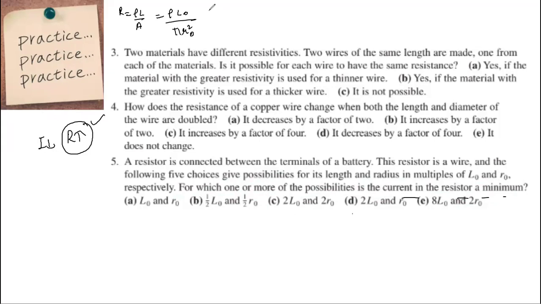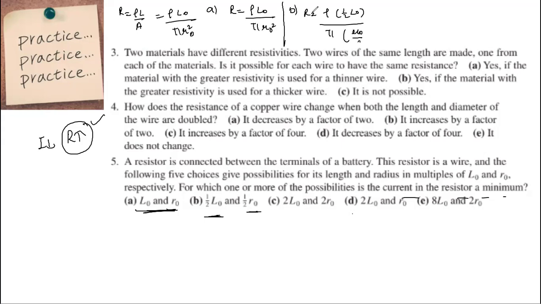So let's start with option A. For option A, they're just saying you have L naught and R naught. So let me write that. R is equal to rho L naught upon pi R naught square, right? So this is my option A. About option B, if your length is half L naught and radius is half as well, so let's do that. Rho times half L naught, and then pi R naught square, and it is also a half.